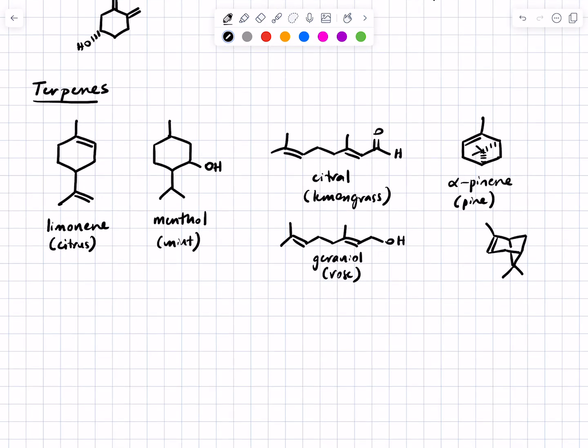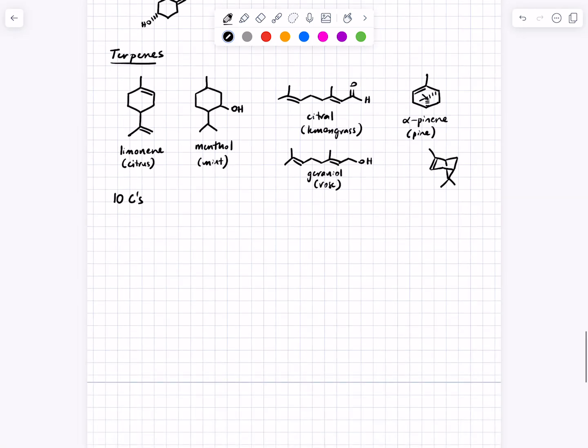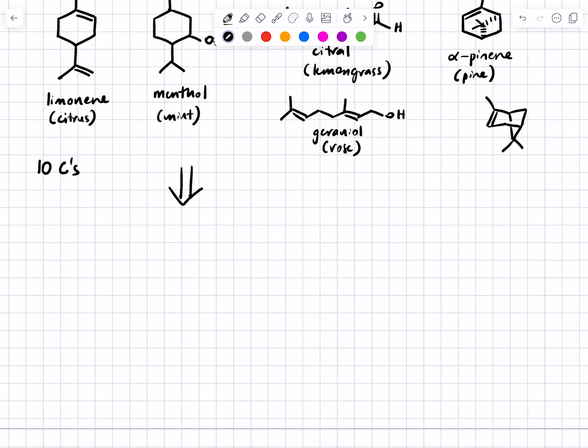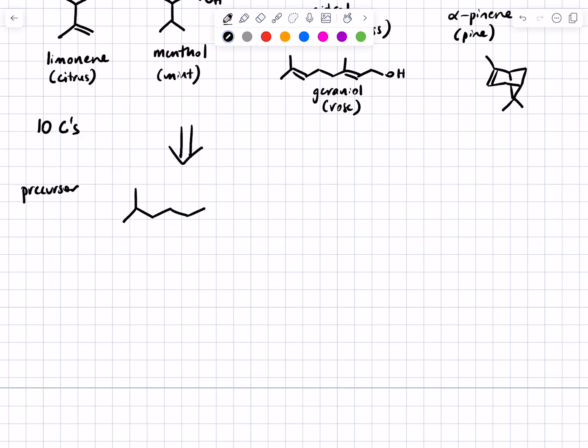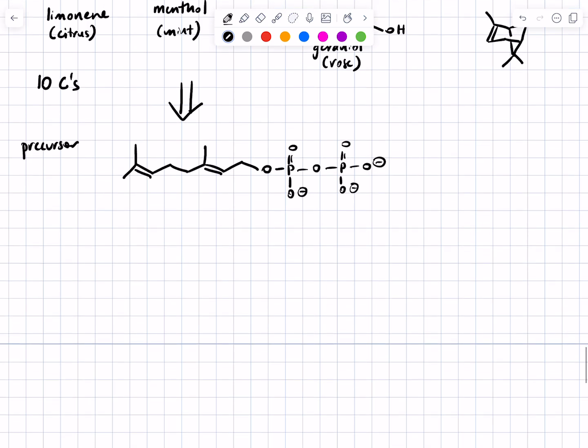Notice that all of these have 10 carbons. All of these come from, biosynthetically, so this is a biosynthetic retrosynthesis arrow, all of these come from the same precursor, which I'm going to draw now. This is called geranyl pyrophosphate.